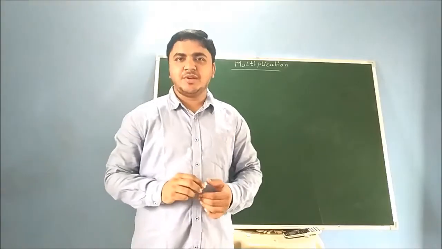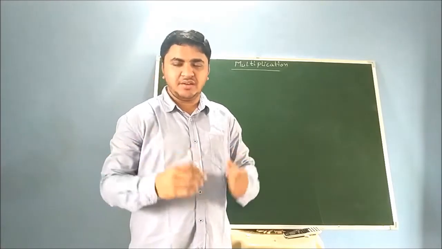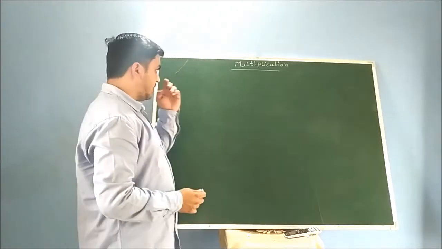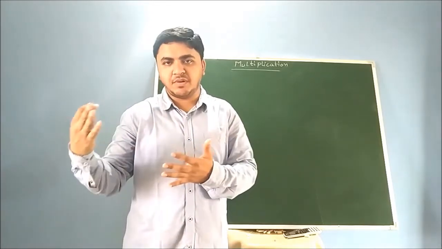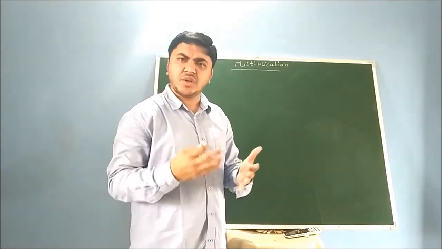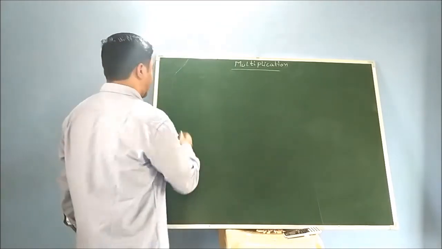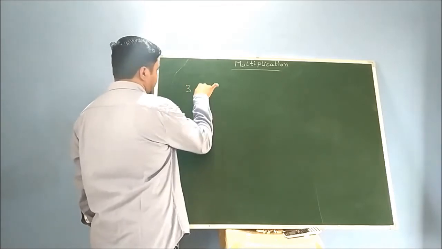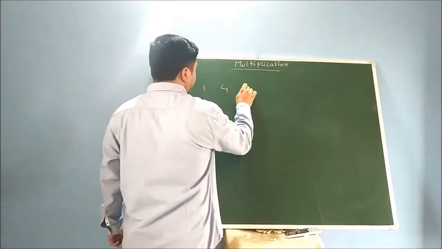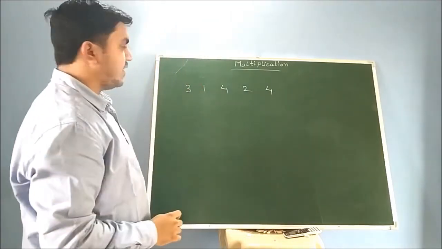So now we'll see the multiplication of a 3-digit number with multiple digits. Let's say we have one 5-digit number and we have to multiply that 5-digit number with a 3-digit number. You can take a 6 or 7-digit number also, no problem with that. So we'll take a 5-digit number right now. Let's say the number is 3 1 4 2 4. So this is my one 5-digit number we have.